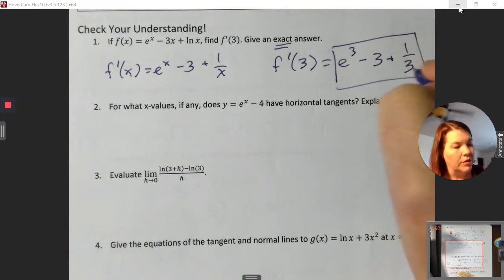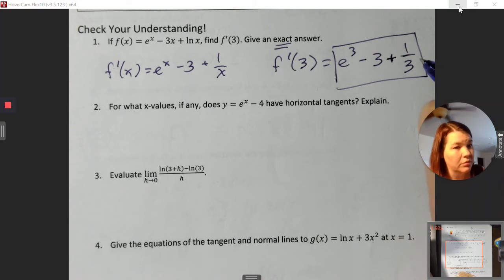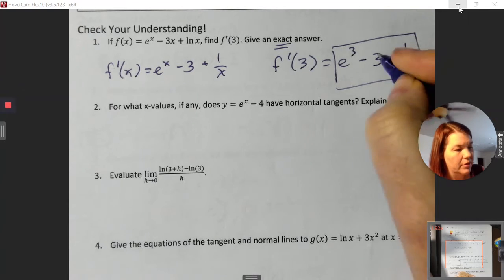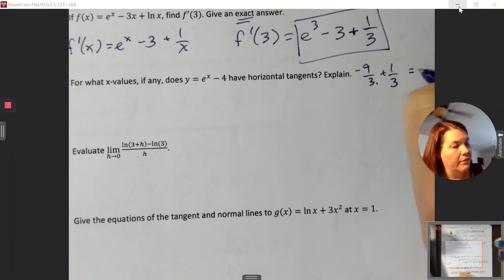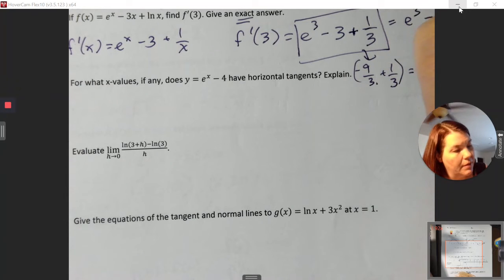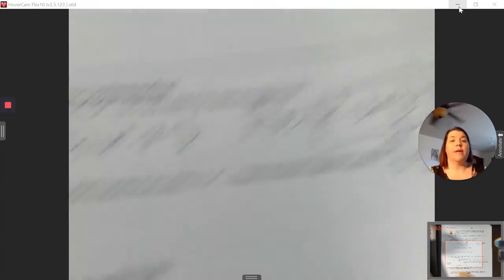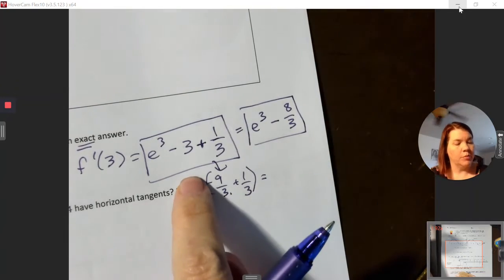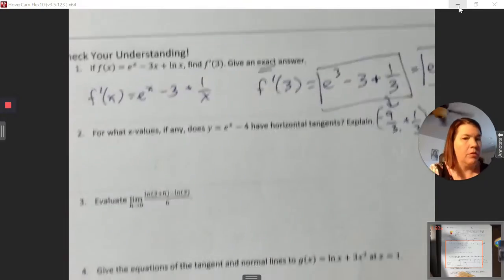Now I could put these two numbers together. So negative 3 is equal to negative 9 over 3, plus 1/3. And so then I have e to the 3 minus 8/3. There you go. That's a better exact answer. That would be the multiple choice answer. This would be an acceptable answer to your teacher. Multiple choice? Correct. Both are good.